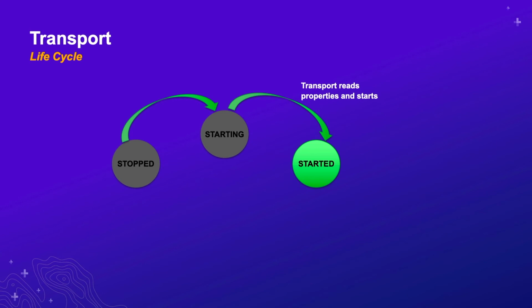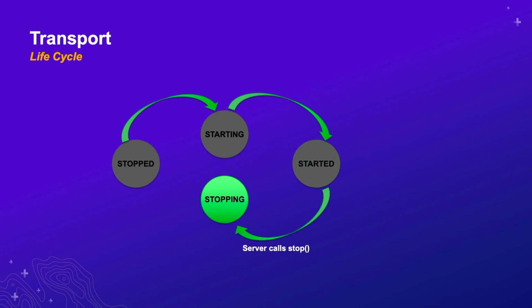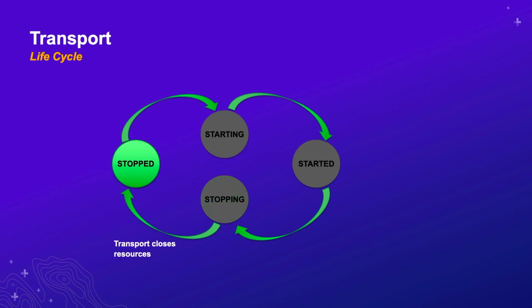This causes the server to call the stop method, sending the transport into the stopping state. Now in the stopping state, the transport will close its resources, and once this has been completed, the transport will officially stop.